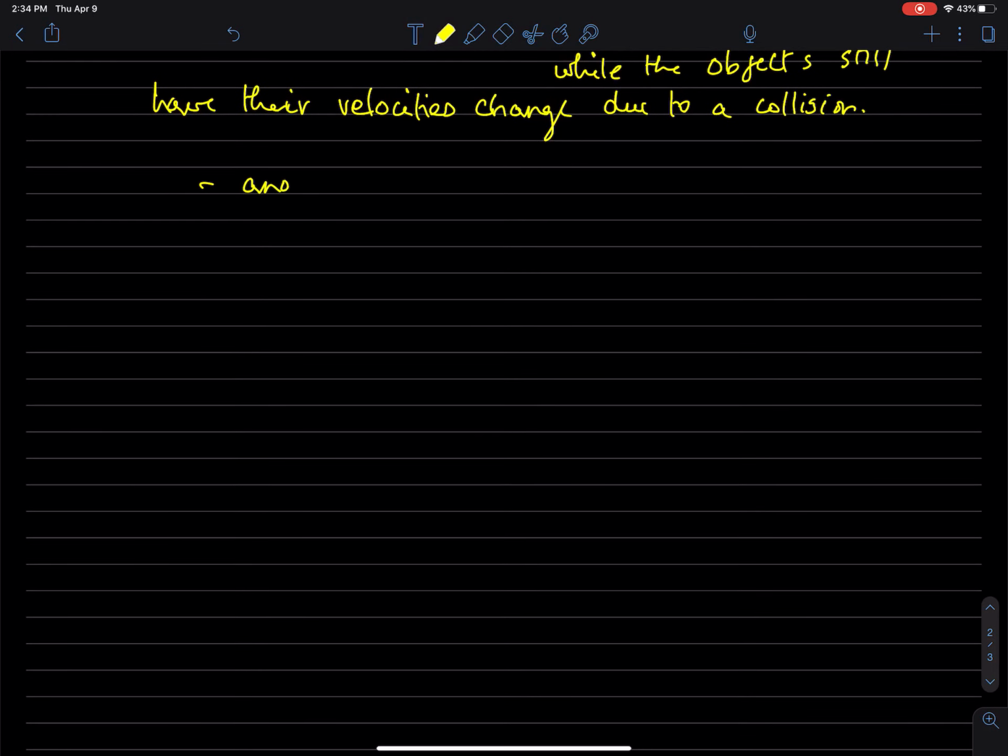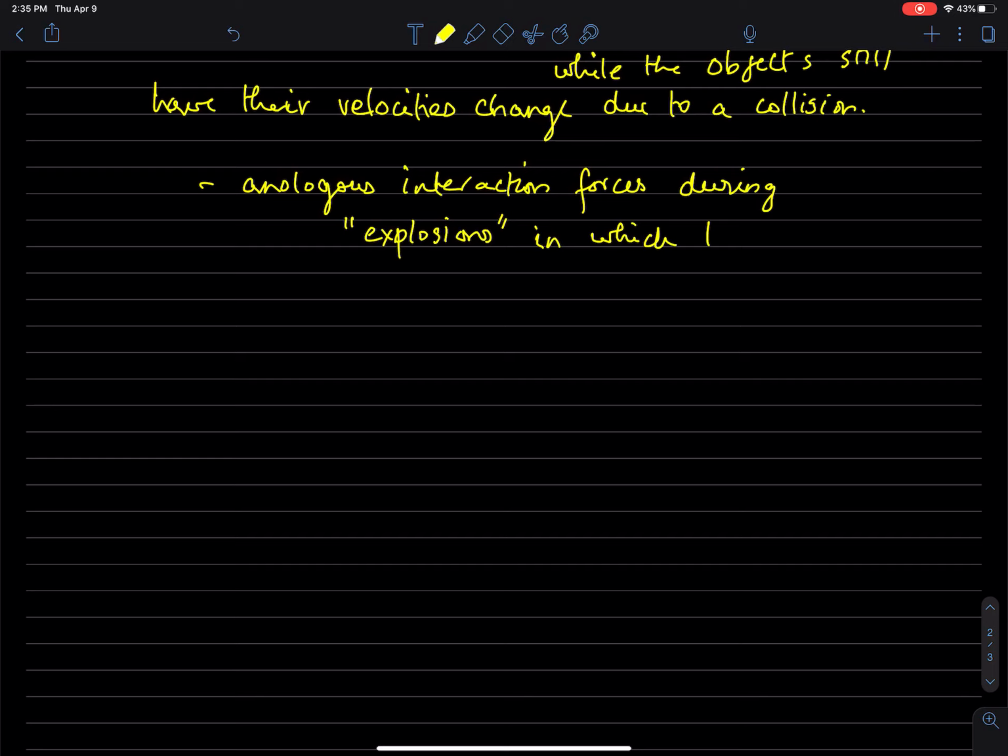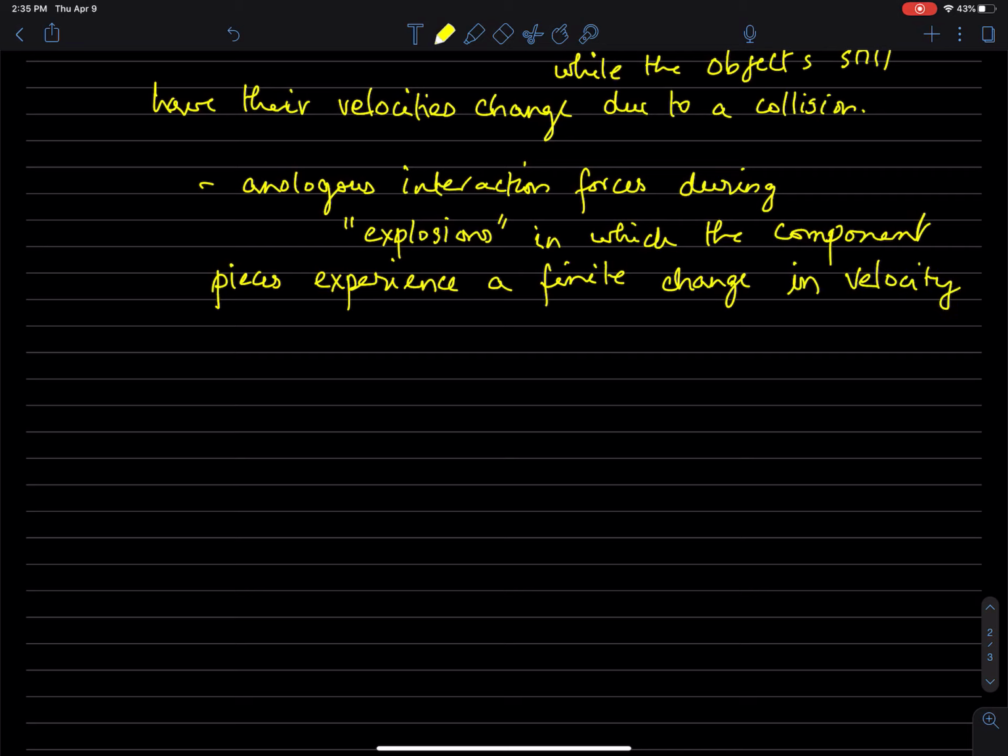Okay, so that's a situation in which you might have infinite forces when you have collisions. Same analogously for explosions. Analogous interaction forces during explosions, which are the opposite of collisions. Explosions in which the component pieces experience a finite change in velocity in infinitesimal time.